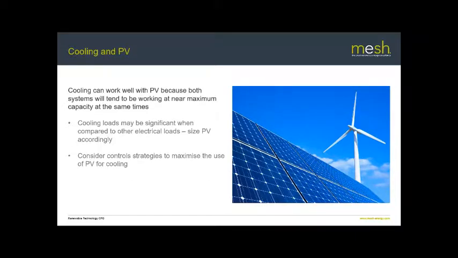You should also consider using control strategies to maximize the use of PV for cooling. This may mean having a simple time clock so that at times when the PV output is likely to be highest, the cooling is enabled, and at other times the cooling is disabled. However, you could use more advanced strategies where you actually monitor the amount of output from the PV system in real time and use that data to help control the cooling demands.